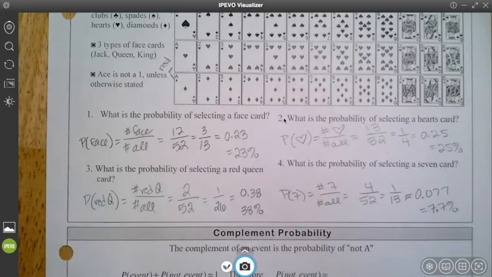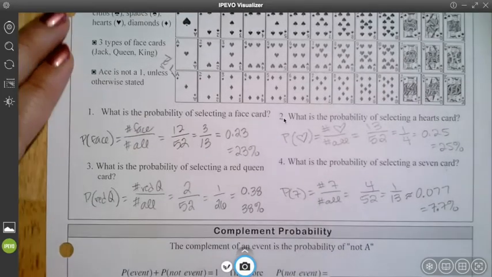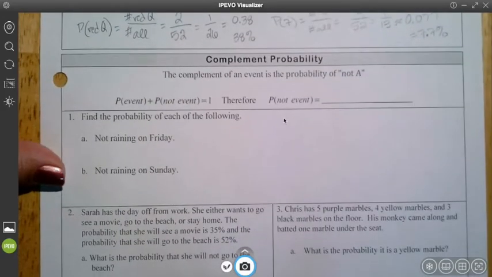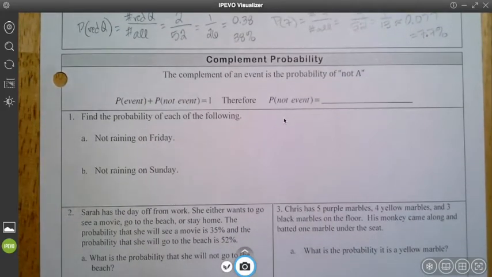Okay, so that's finding probability from a deck of cards. What if, instead of looking for the probability of something to happen, we're looking for the probability of something not to happen? That's called the complement probability. So instead of saying, what happens if I draw a 7, the question could be, what's the probability that I'm not going to draw a 7?